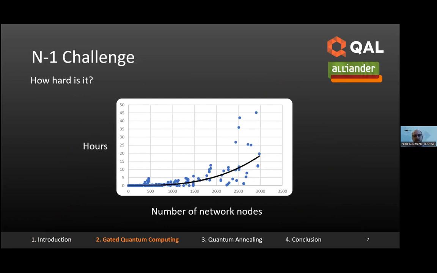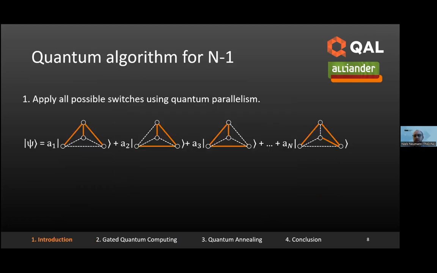This is a hard problem. This is a difficult problem that Alejandro has to deal with on a daily basis. And you see, as network size grows, the computational time also grows. Especially for the larger networks, computation time significantly increases, up to such a point that it becomes a burden, especially if we have to increase the networks, if we have to make them more robust for the future. So can we use quantum computing to help here, to bring this line down?